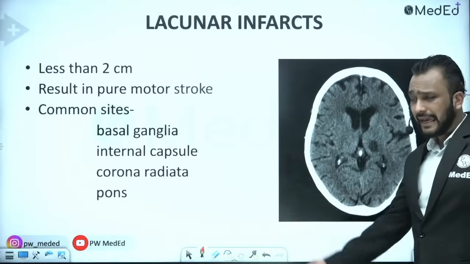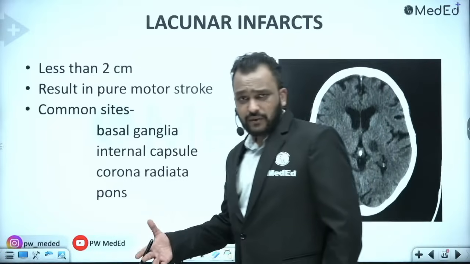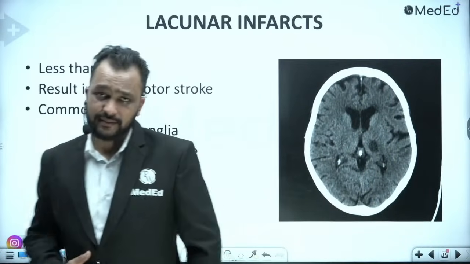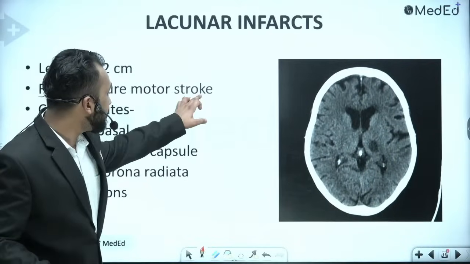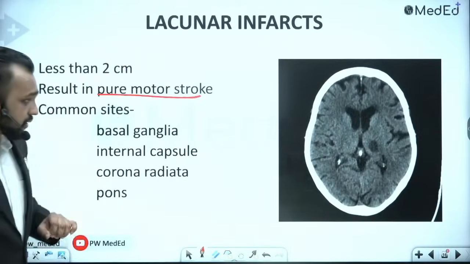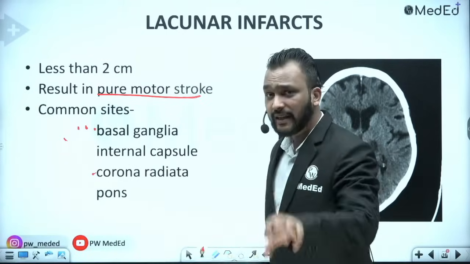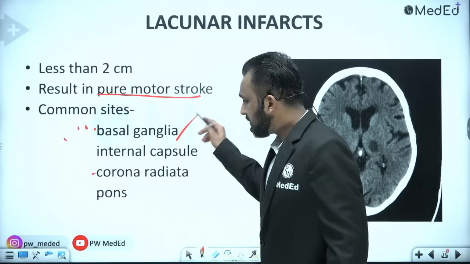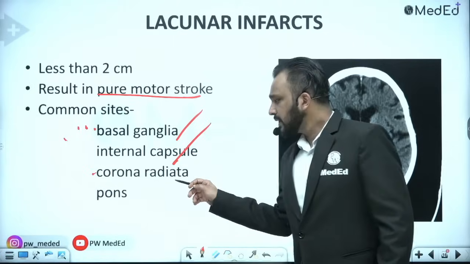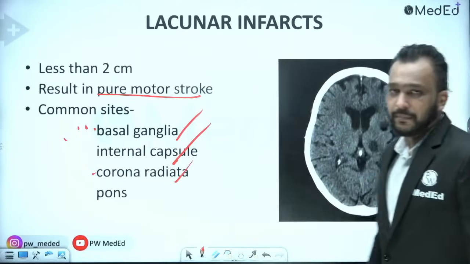So what are lacunar infarcts? Any infarct which is less than 2 centimeters in size and presents as a pure motor stroke. A question will be asked: what are the important sites of lacunar infarct? Important sites are the basal ganglia, internal capsule, corona radiata, and your brainstem.